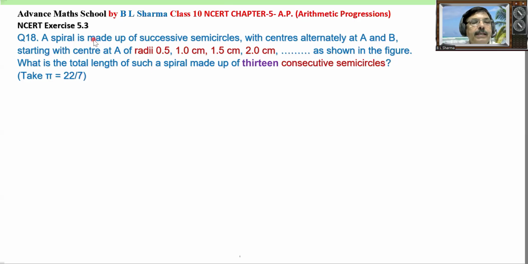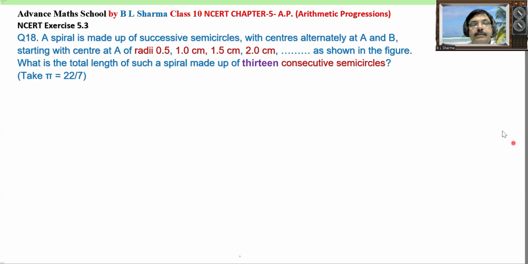A spiral is made up of successive semicircles with centers alternately at A and B, starting with center at A, of radii 0.5 centimeter, 1 centimeter, 1.5 centimeter, 2 centimeter, and so on. As shown in the figure, what is the total length of such a spiral made of 13 consecutive semicircles?